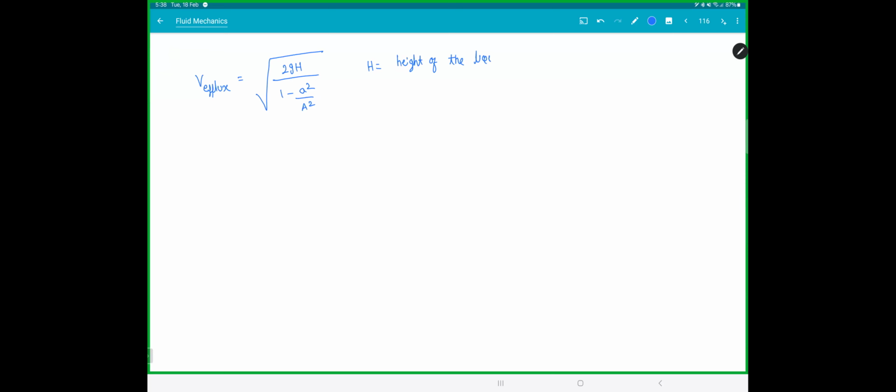And again, this is derived when the pressure is P naught on the surface. So if you actually mess up a few things, this formula is not valid. We will see those variations also.